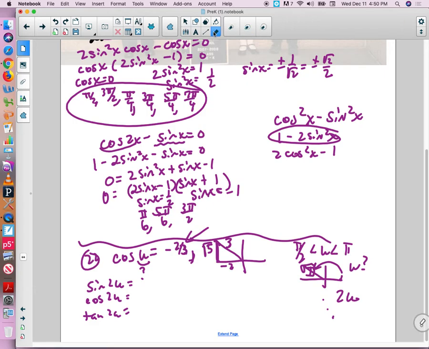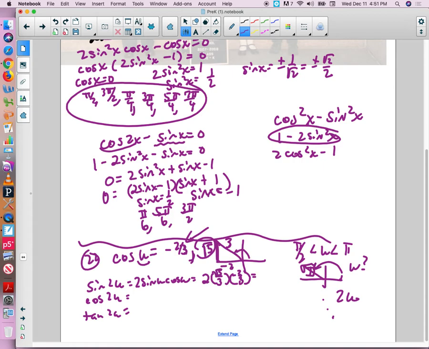So now I can find my double angle based on the single angle u. So sine 2u is 2 sine u cosine u. Sine u is square root of 5 over 3. Cosine u is -2/3. So the answer I get, this is like over 1, is -4 root 5 over 9.